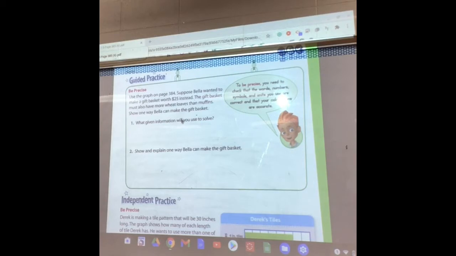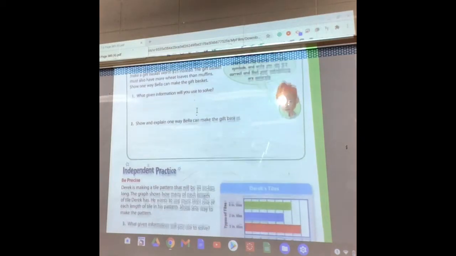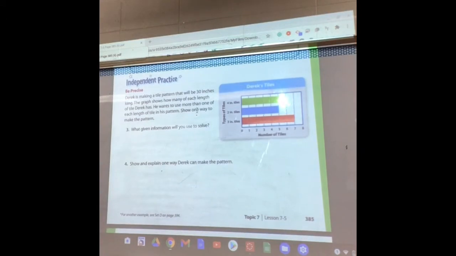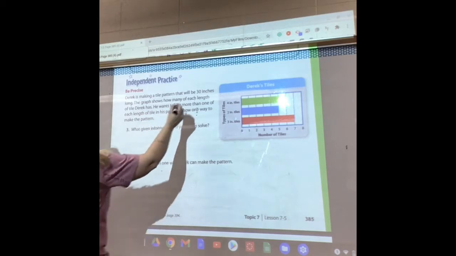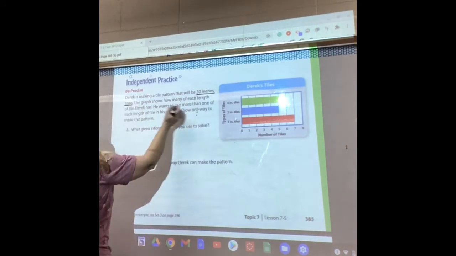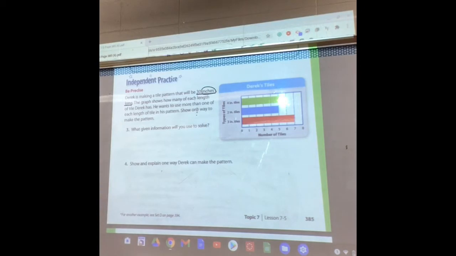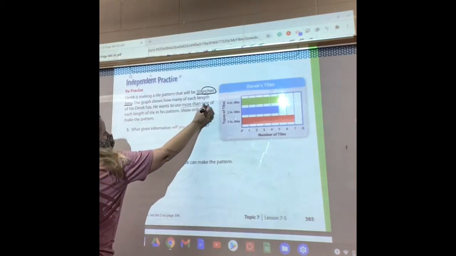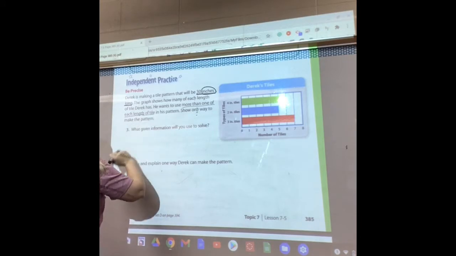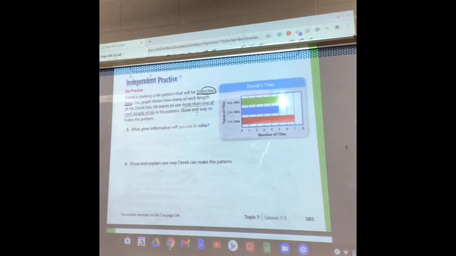So I'm going to go ahead and scroll on down. We're still working on bar graphs and picture graphs, but this is our last section of this topic. So down here it says be precise. Derek is making a tile pattern that will be 30 inches long. So inches is going to be our label. The graph shows how many of each length of tile Derek has. He wants to use more than one of each length of tile in his pattern. Show one way to make the pattern.